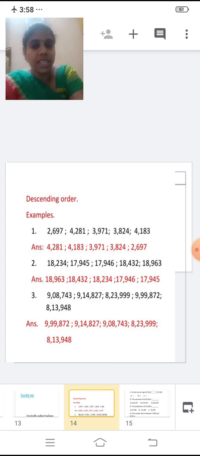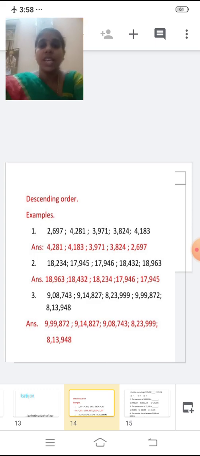Then 3 in the thousands place is smaller. Now compare the hundreds place. In the third number we have 9 in the hundreds place. In the fourth number we have 8. Now tell me, is 9 greater or 8 greater? 9 is greater, right? So I'm writing 3971, 3824, then last is 2697.